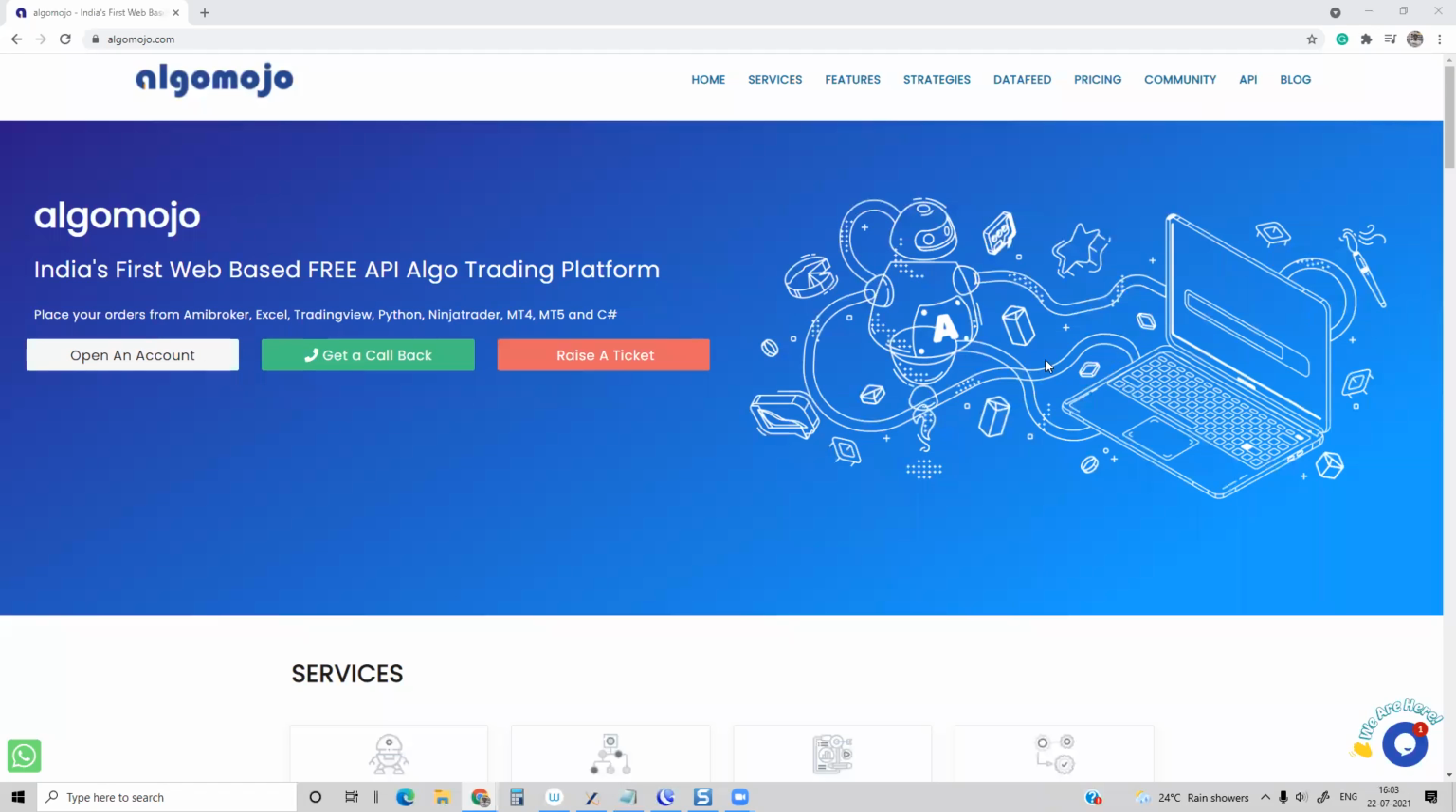In today's session, what we are going to discuss is how to use the Metatrader 4 platform to send an automation order to Algomojo.